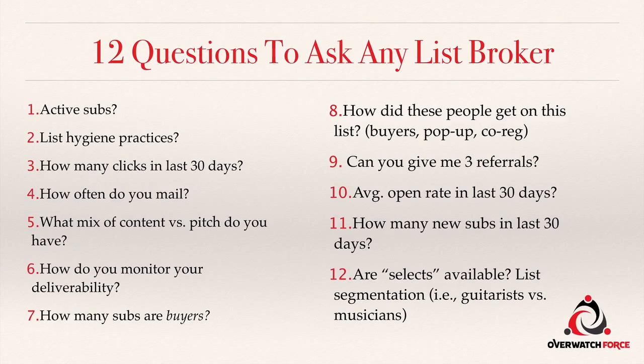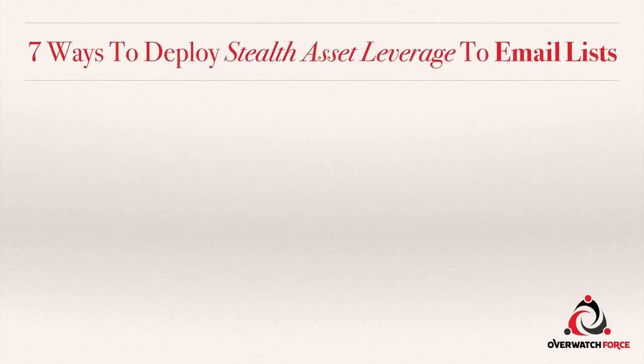So again, just this one slide could save you potentially tens of thousands of dollars in mistakes that I've made in the past. So here's 7 ways to deploy stealth asset leverage to email lists. Sell your stuff to your house list. Okay. That's obvious. And that's where most people stop. They think in terms of, this is my list, I sell my products. That's the way people that don't make a lot of money think. Because there's a whole lot of other ways to do it.